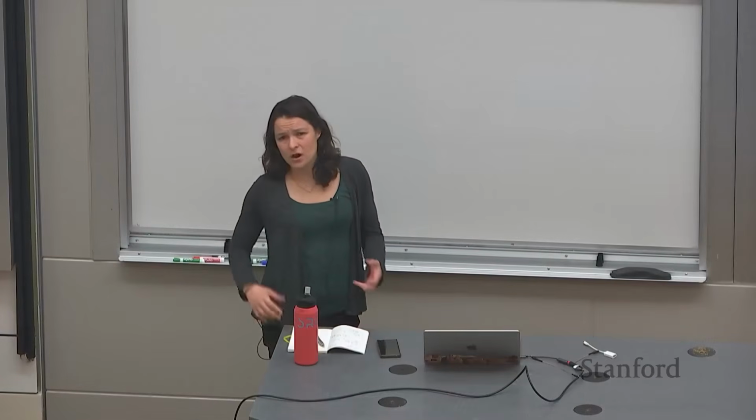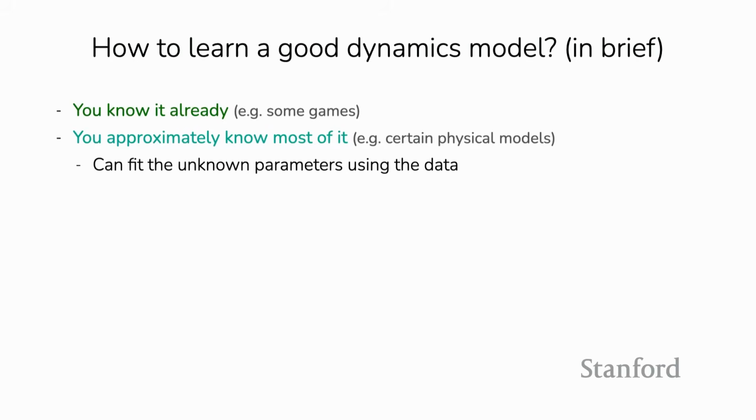Or in driving, maybe you have a pretty good model of how the car is going to accelerate, how it will move forward with a given steering command, and you just need to model some additional things. In those cases, you might actually be able to leverage knowledge that you know about the world and then fit those unknown parameters using the data. This is actually, I think, one of the cooler ways to try to incorporate domain-specific knowledge into reinforcement learning algorithms.